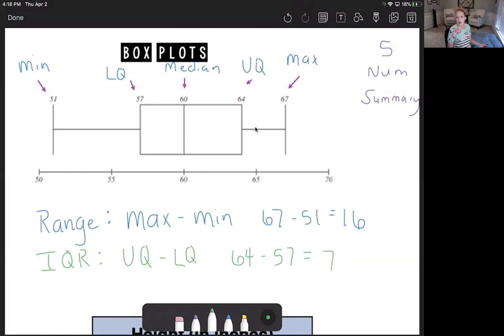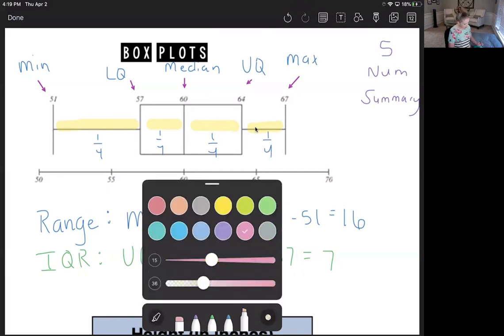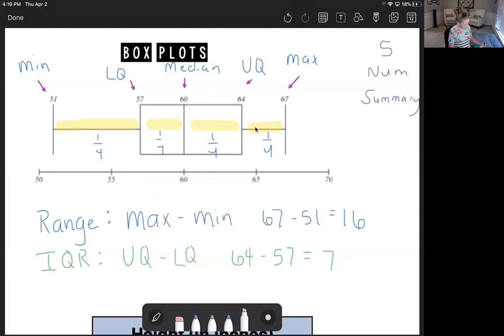Another thing we need to remember is what quartile means. So quartiles are these 4 sections. 1, 2, 3, 4 sections, and each section makes up 1/4 of the data. So if I were to ask you how much of the data is found between 51 and 57, right here, you would say 1/4, because that's 1 quartile. But if I asked you from 51 all the way to 60, that's 1/4 and another 1/4. And if you put those together, that's half. So you just have to know that each of those little chunks, each quartile, is 1/4 of the data.